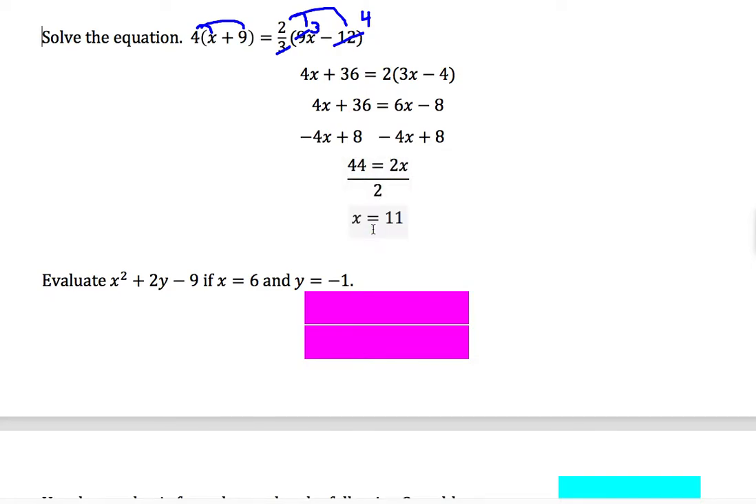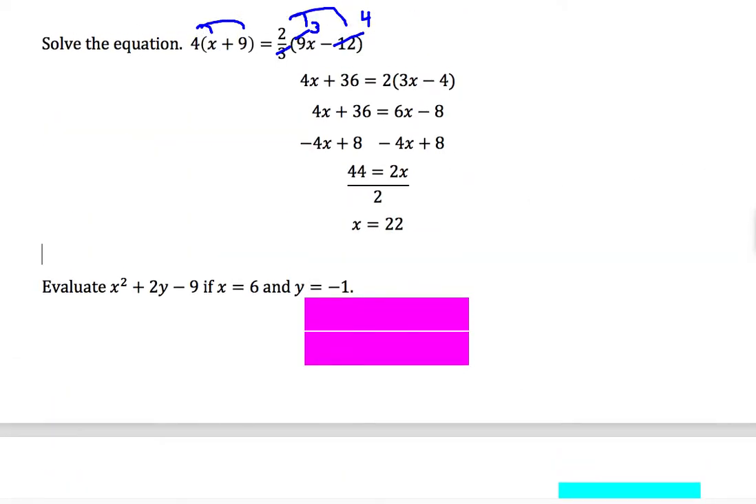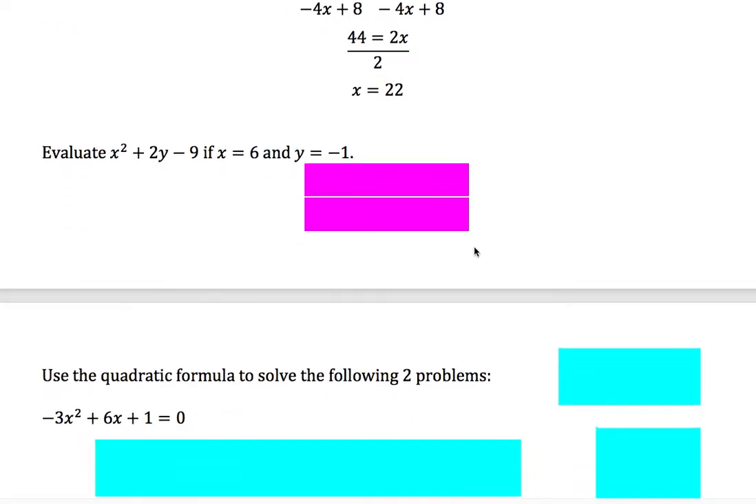And 44 divided by 2 is, you know what? 44 divided by 2 is not 11. It is 22. Sorry about that, guys. Let me erase that. Okay.